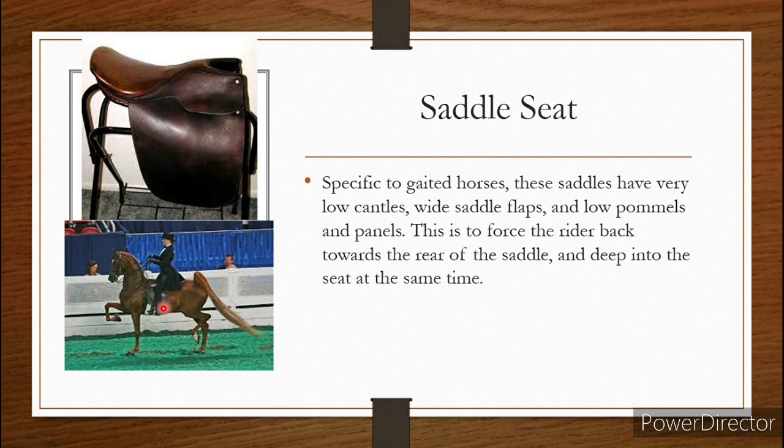And what this does is it forces the rider, as you can see back here, this is the cutback. That means this much of the saddle the rider's not sitting on. The rider's seat is all the way back here. So what that does is it makes the rider sit very, very deep in the seat so you can push the horse forward.